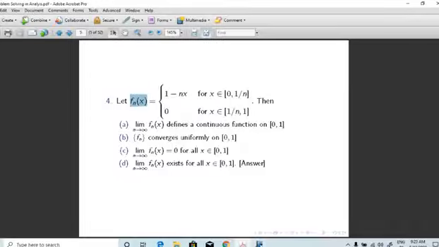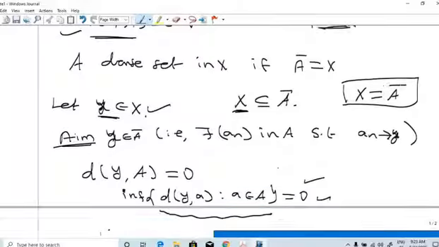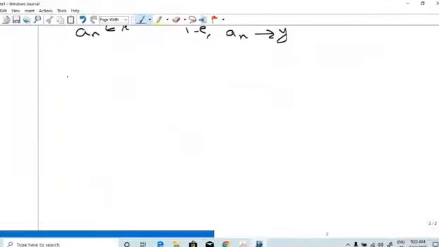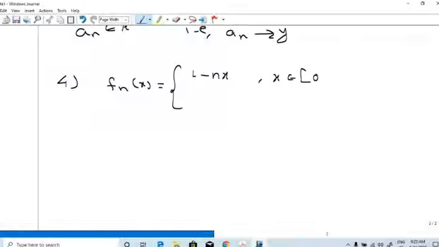Okay. Now, we write the function f_n(x) equal to 1 minus nx, where x lies between 0 and 1 by n, and 0 where x belongs to 1 by n to 1. Now, first you have to find the point-wise limit of this sequence of functions.